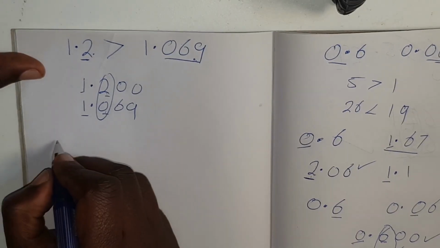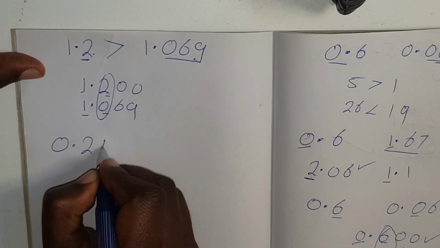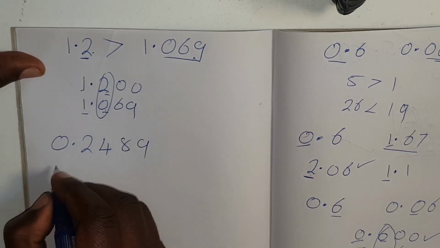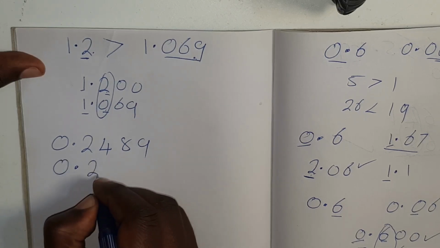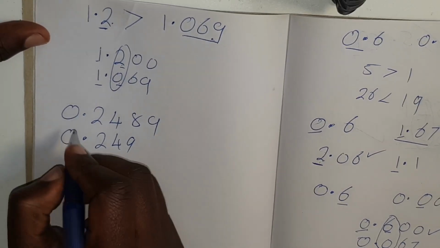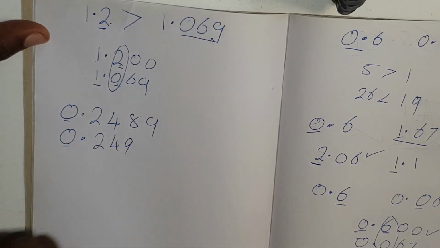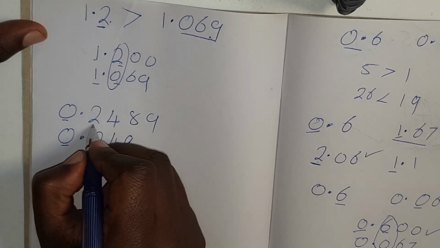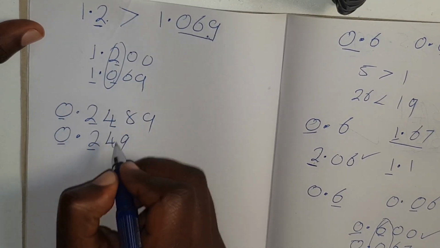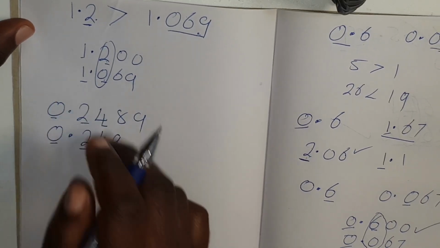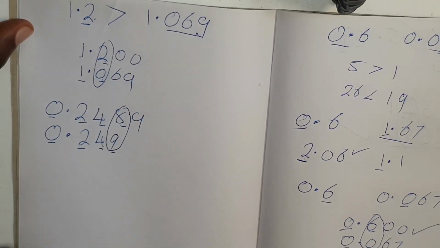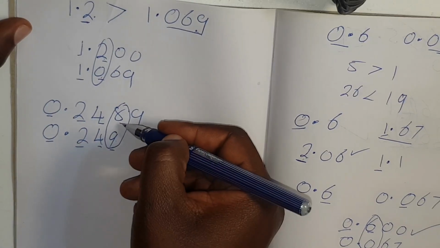Let's look at another example where you have 0.2489 and 0.249. Which is larger between these two? You do the same thing. We look at 0 and 0, they are similar. Then we go to the tenths, 2 and 2 are similar. So we move on to the next place value. 4 and 4 are similar. We move on. 8 and 9 are different. So we are comparing these two numbers. 9 is bigger than 8.